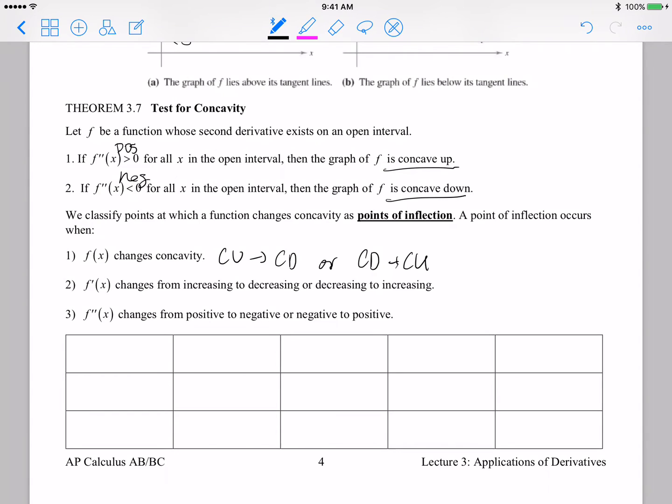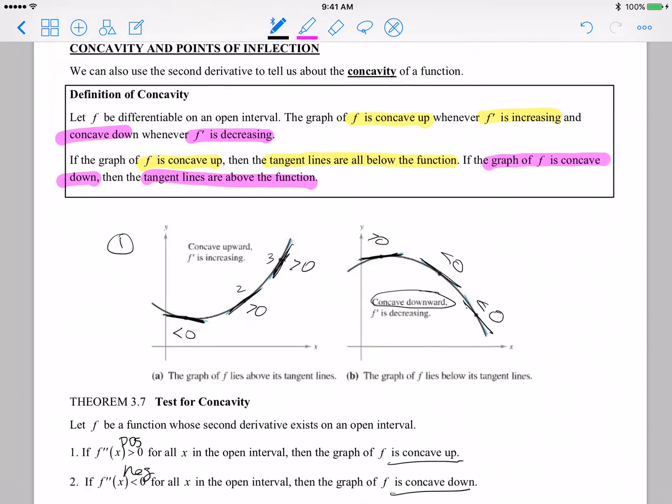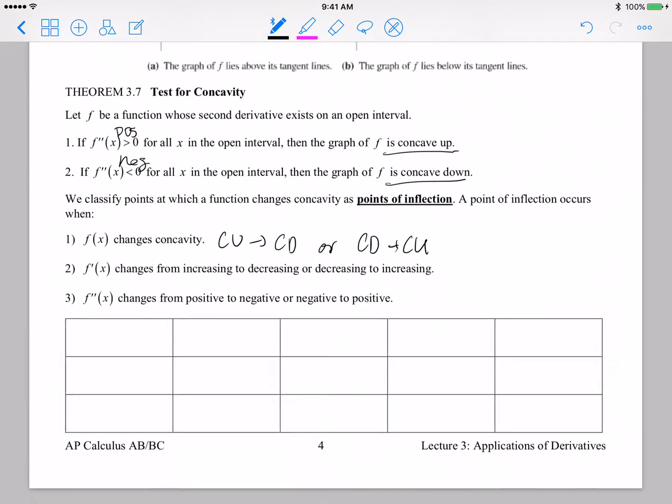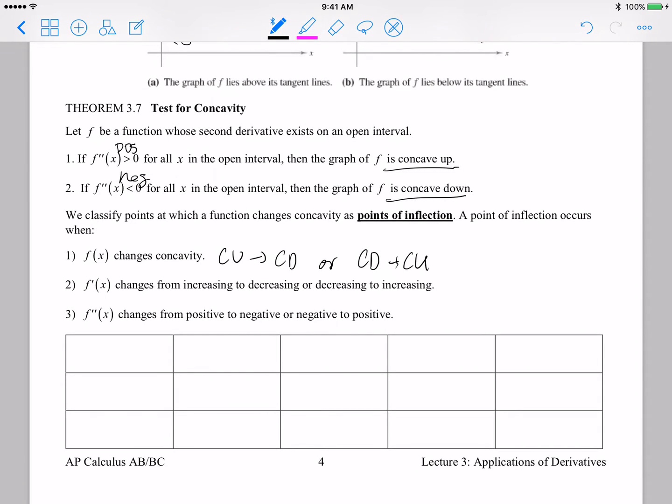The second is when f prime changes from increasing to decreasing or decreasing to increasing, and that just follows from the definition back up here that a graph is concave up when f prime is increasing and concave down when f prime is decreasing. And then the third is f double prime changes from positive to negative or negative to positive. Okay, so what we're going to do now at the bottom of page 4 is summarize all of these theorems and definitions that we've talked about.